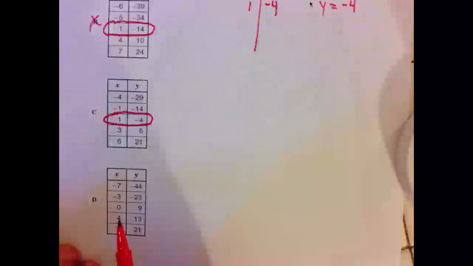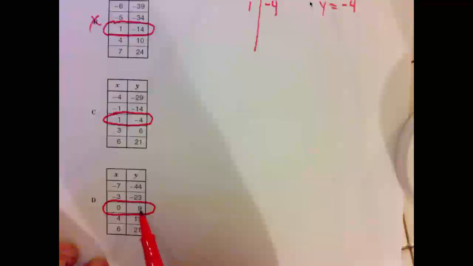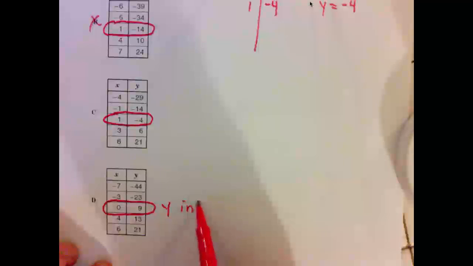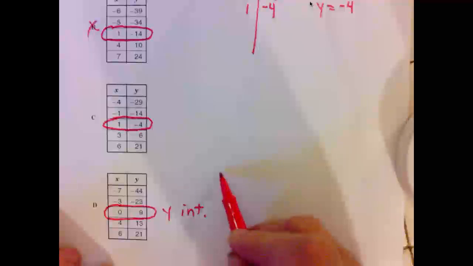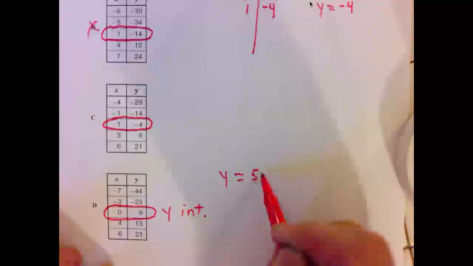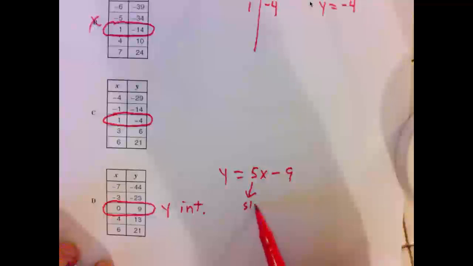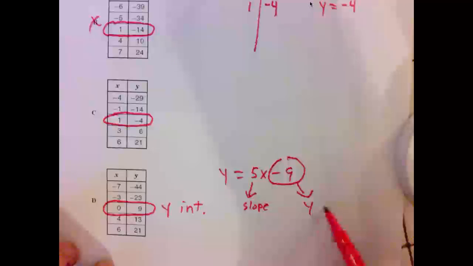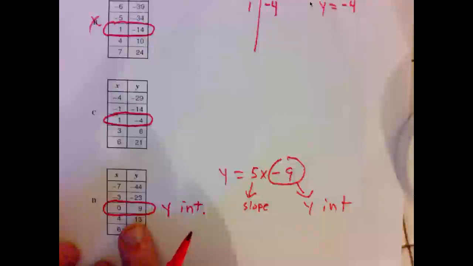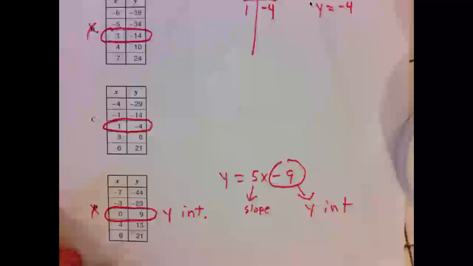All right, looking at the D table, 0 pairs with 9. This point is an intercept. It has a 0 involved. It is the y-intercept. Well, look back at our equation. Again, our equation is y equals 5x minus 9. We know this is the slope, and this is the y-intercept, negative 9. So indeed, it cannot be D either. It must be C. Let's investigate a couple more points to verify that.